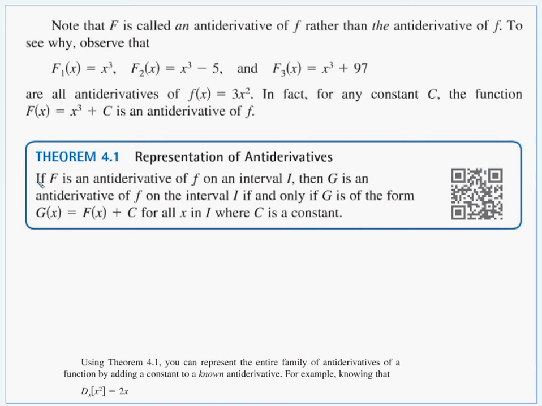It says here, if F is an antiderivative. So what they're saying here is we can take this and add or subtract any constant, and the derivative is still going to be the same, because this constant's going to derive away. So these will derive to the same thing.